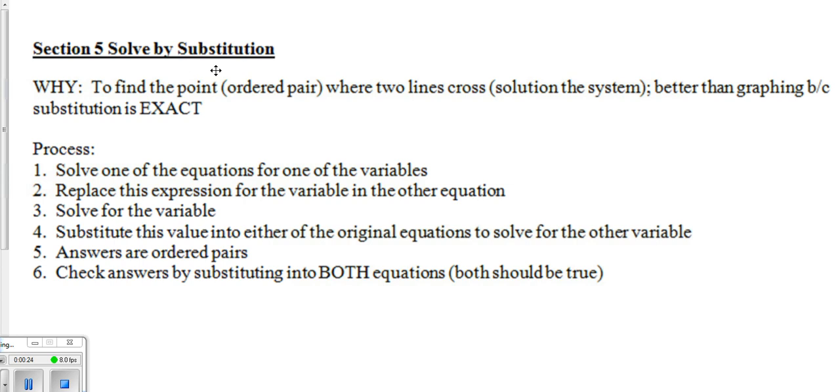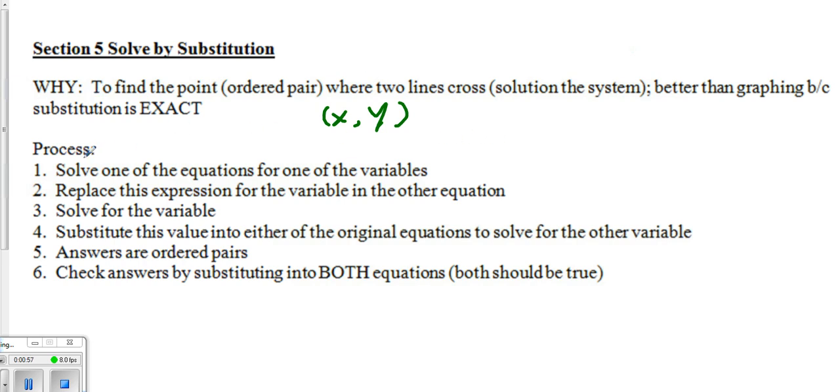So why would we use substitution? It's to find that point, that ordered pair. Again, it's like our XY spot where the two lines would cross. That's considered our solution to the system. And we can do substitution because it's better than graphing it. It'll find an exact solution. Sometimes our graphs won't show us an exact spot. Maybe they'll cross in between 2 points, or like 2 2/3 or something like that. Solving by substitution, you can always find an exact spot.